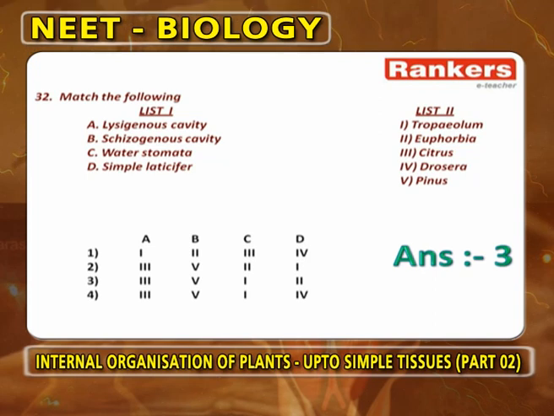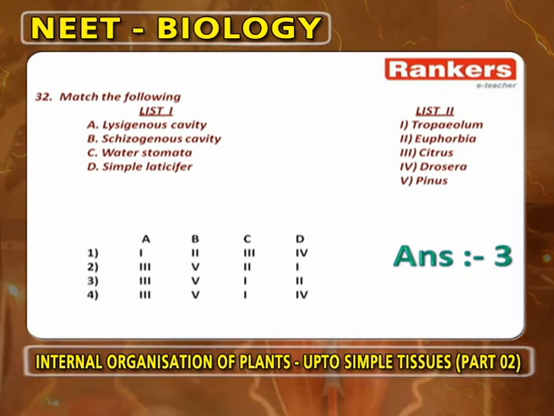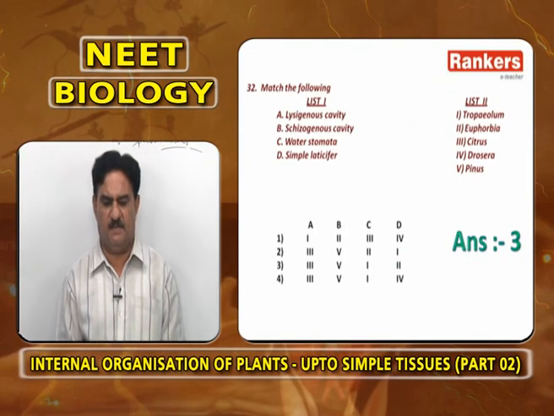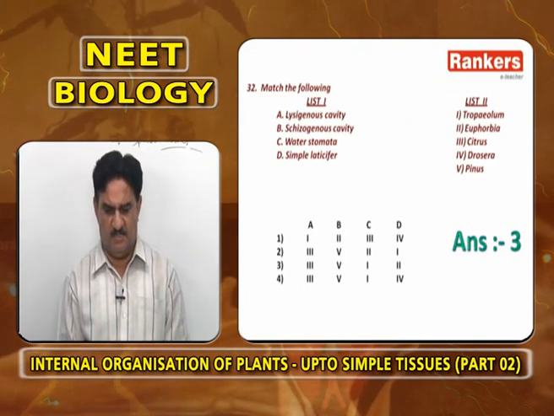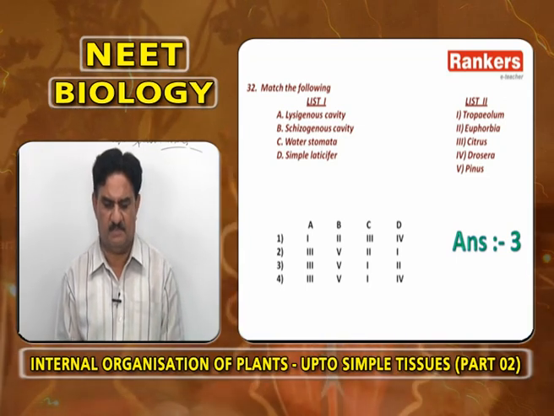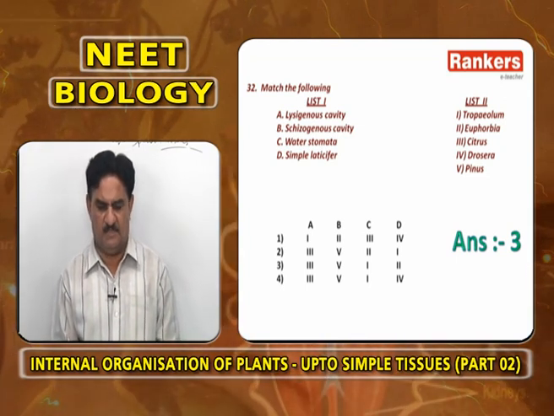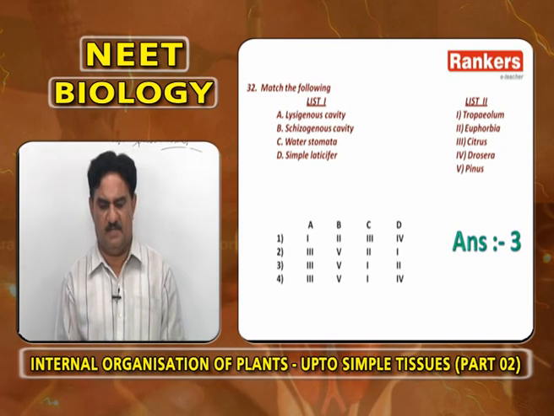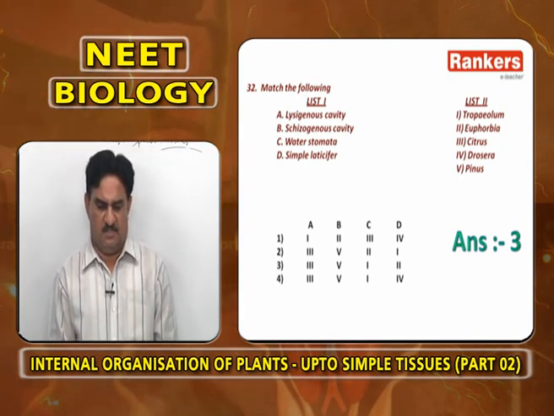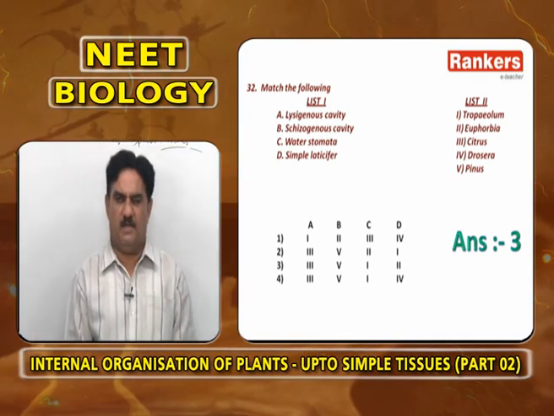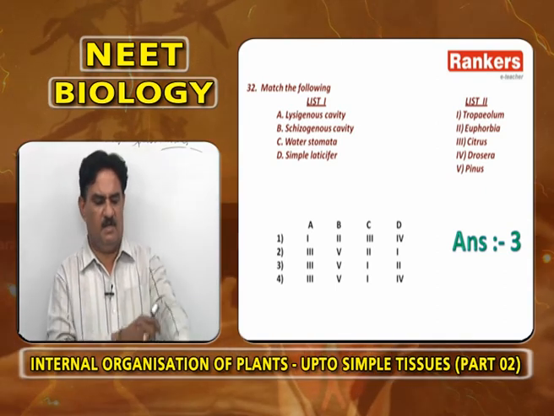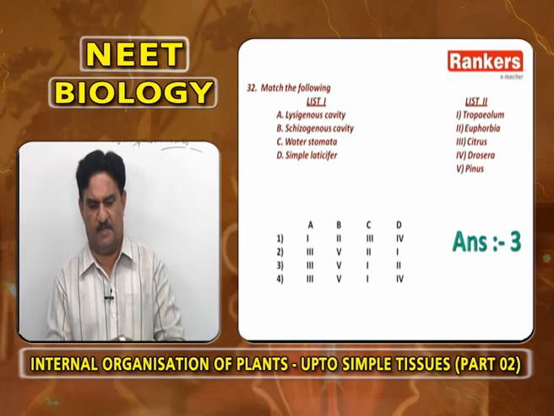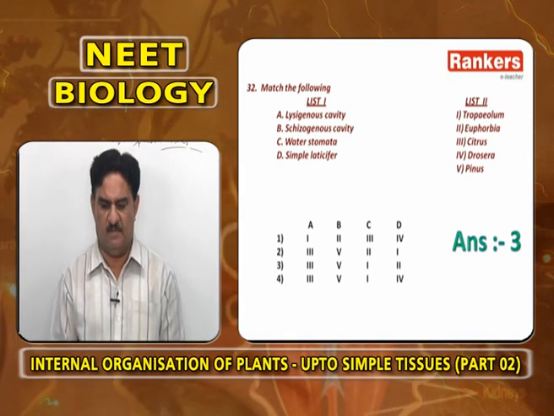Matching. Lysogenous cavity, schizogenous cavity, water stomata, simple laticifers for Trapeolum, Euphorbia, citrus, Drosera, Pinus. A3. Lysogenous cavity is found in citrus. Pericarp of citrus shows lysogenous cavity. Schizogenous cavity is found in Pinus. B5. Water stomata is found in Trapeolum. C1. Simple laticifers are found in Euphorbia. What are water stomata? Hydathodes. They are found in Trapeolum.